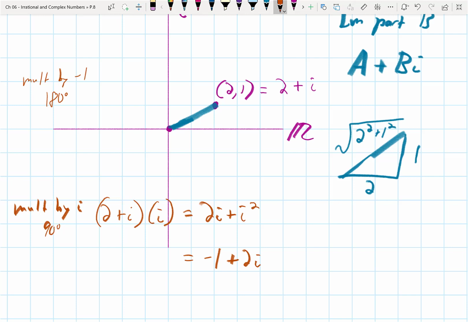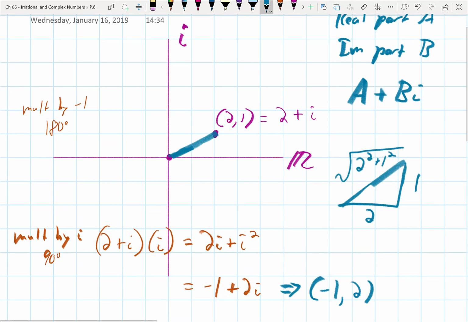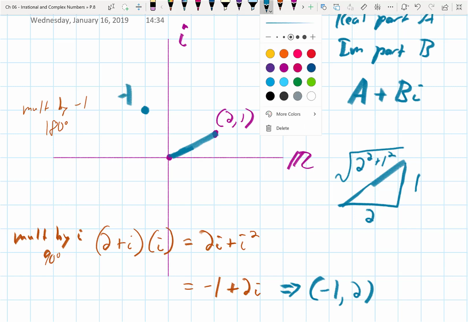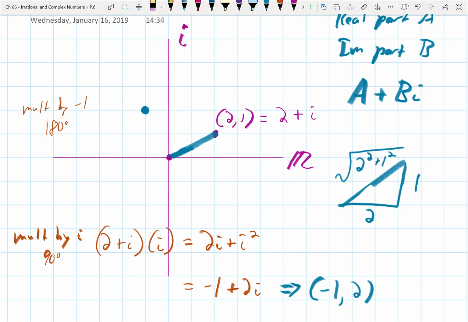What ordered pair does that correspond to? How far left or right, and how far up or down? 1 left, 2 up. -1 plus 2i goes left 1 and up 2. That's my new location. This is now the complex number -1 plus 2i.